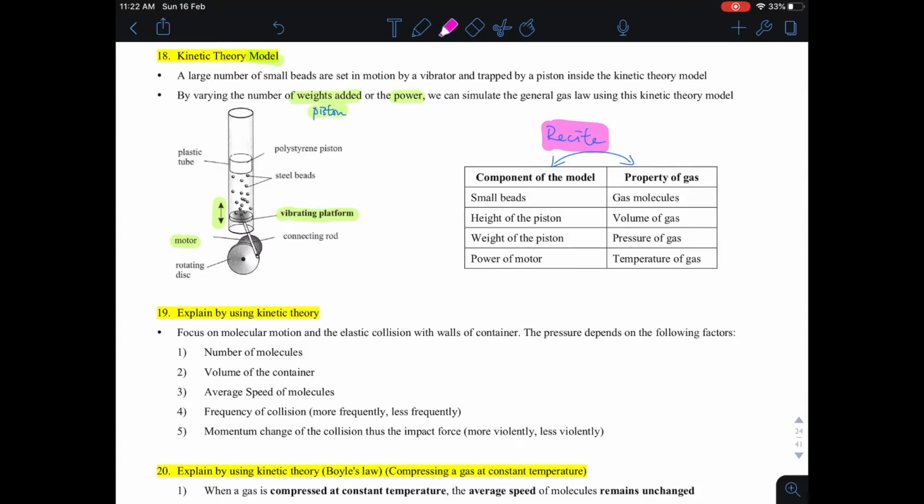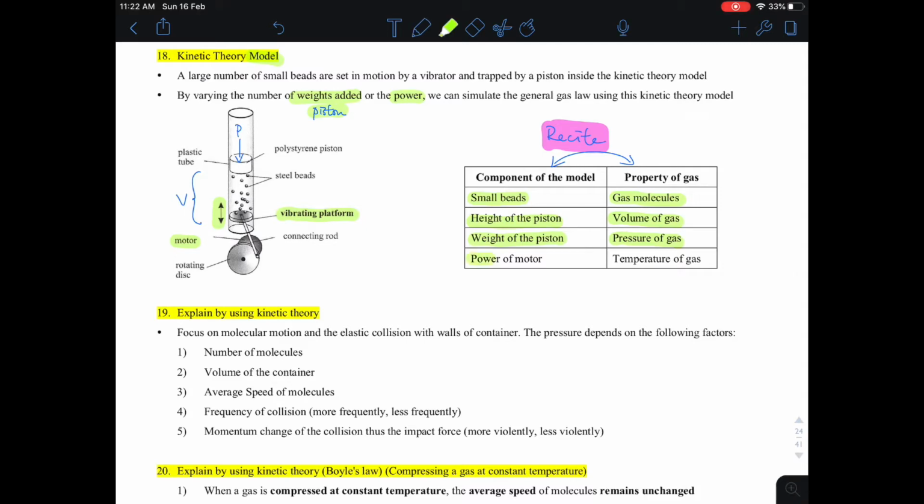In this model, the small beads represent the gas molecules, and the height of the piston, that is the volume of the container trapping them, will be the volume of the gas. The weight of the piston will be the pressure of the gas, so if you have more weight, you will be pushing with a greater pressure here, and this is the volume, and the small beads will be molecules.